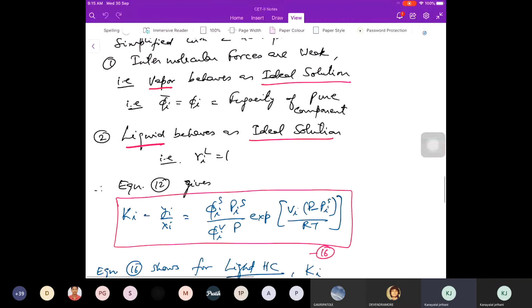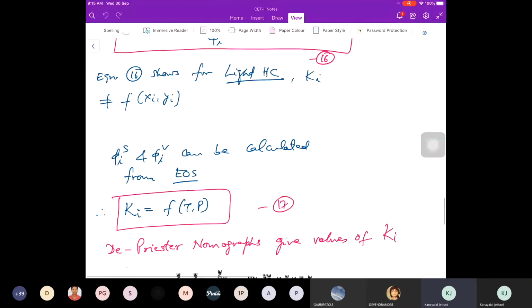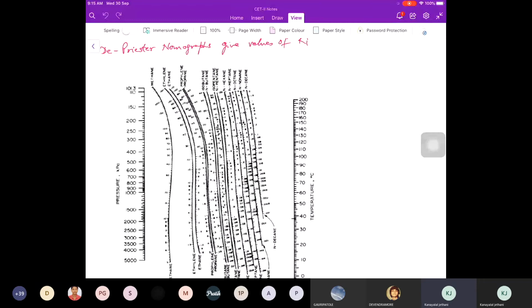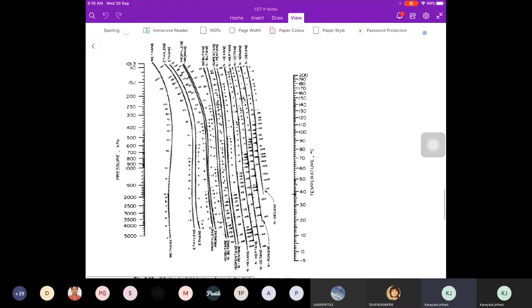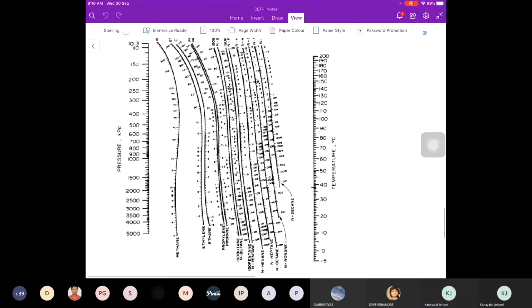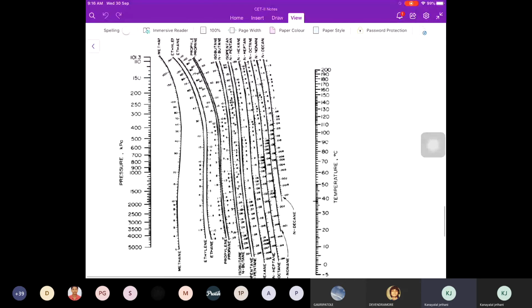So now if you look at hydrocarbons, there are some charts available which show K value as a function of temperature and pressure. This is for all hydrocarbons: methane, ethane, propane, butane, pentane, hexane, octane, nonane, decane. So there are charts available for all hydrocarbons, and this is called a nomograph. There are two axes. There is pressure here and temperature here.